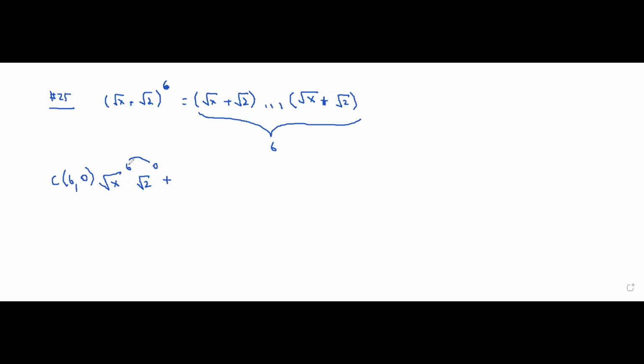Next term. Now the power of the largest gets smaller, so square root of x will now be raised to the power of 5. One step smaller, but square root of 2 will be raised to the power of 1. Square root of x to the 6 is like x cubed. I'll do this on the next step, of course. I'll simplify it. I just want to write out these terms.